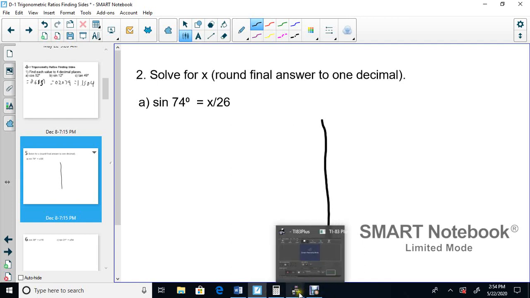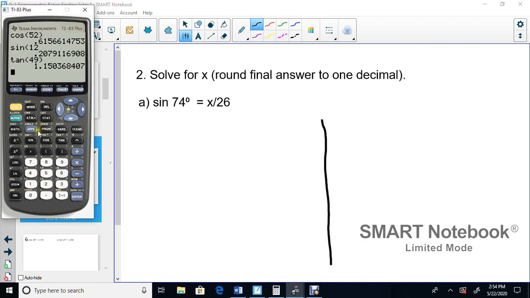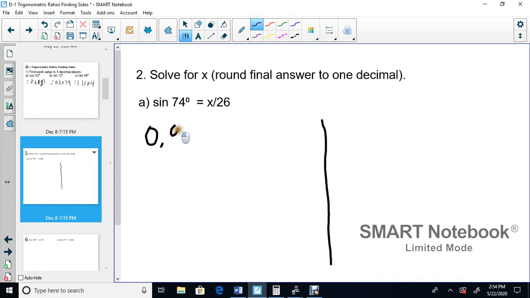So I will use the big calculator here. Sine of 74. Close the bracket here. 0.9. Now I'm going to write 4 decimals. The final answer is 1 decimal. Now I'll write 4. 0.9613. 0.9613 equals, it's like x over 26.